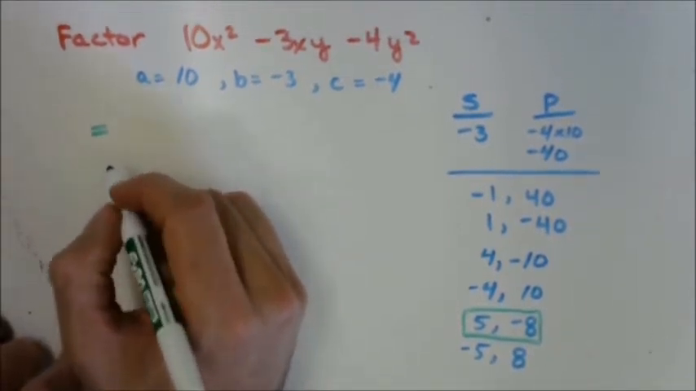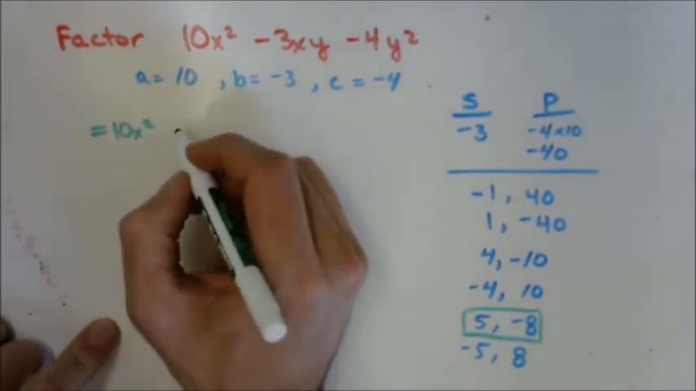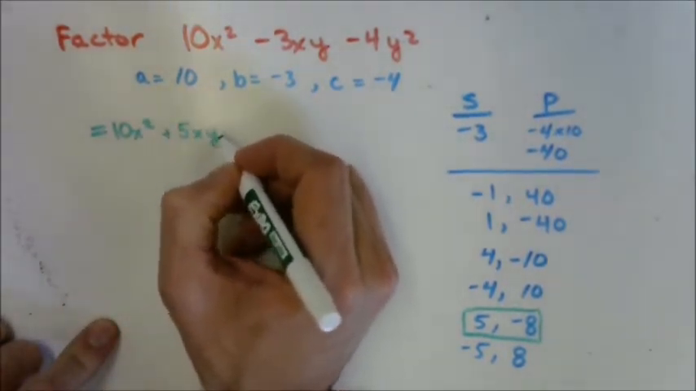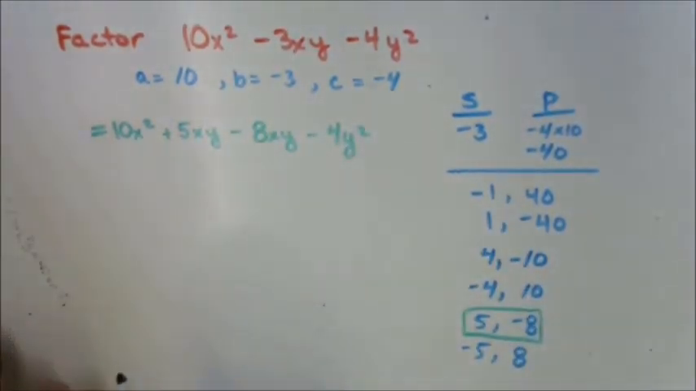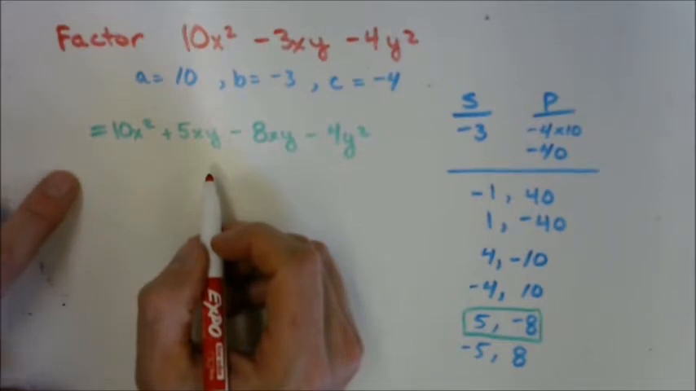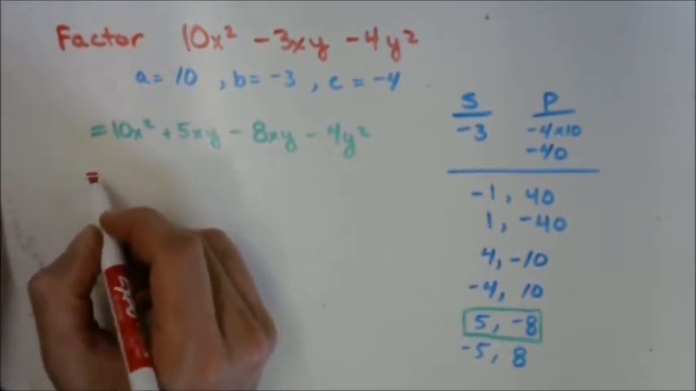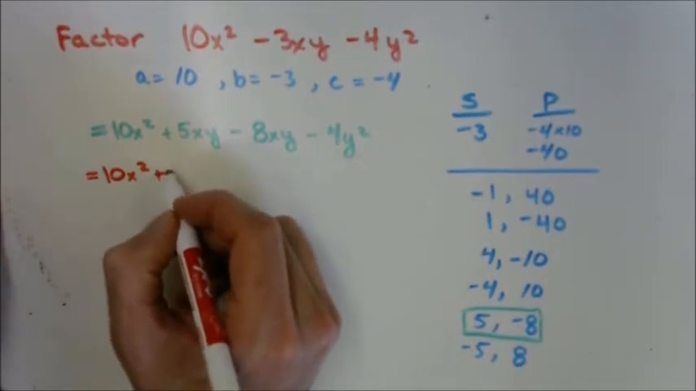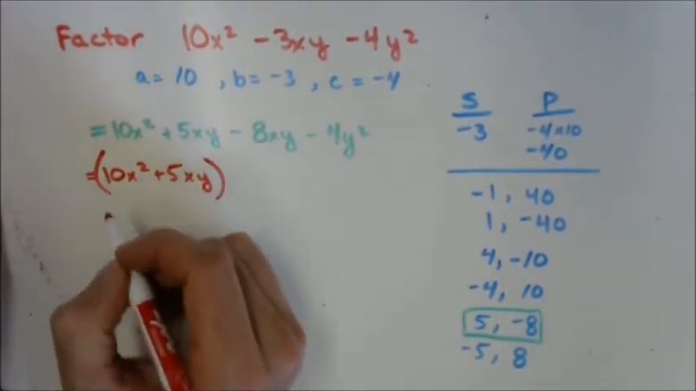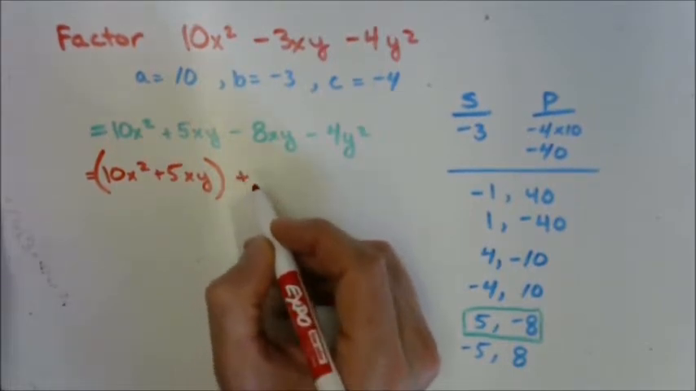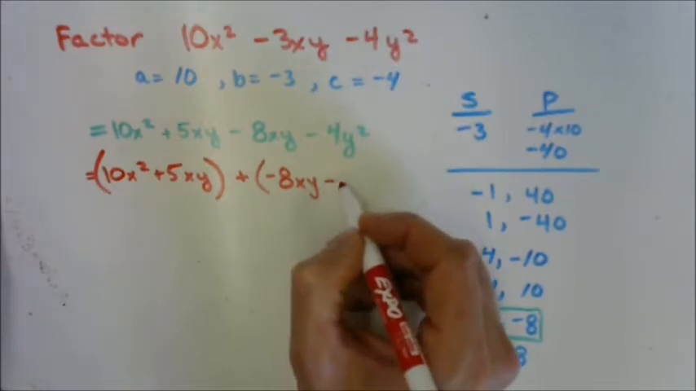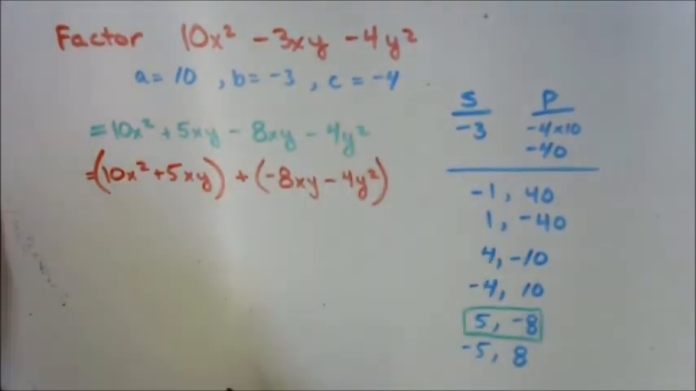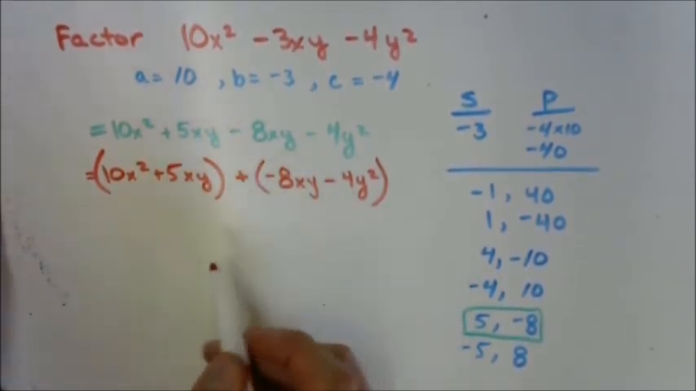Now we have 10x squared plus 5xy minus 8xy minus 4y squared. Now what can we do? We can factor by grouping, okay? We can factor by grouping. So again, the same problem that we ran into last time, we're going to fix here. That gives us 10x squared plus 5xy grouped. And we're going to add negative 8xy minus 4y squared. And that allows us to keep our sign in front of the term.